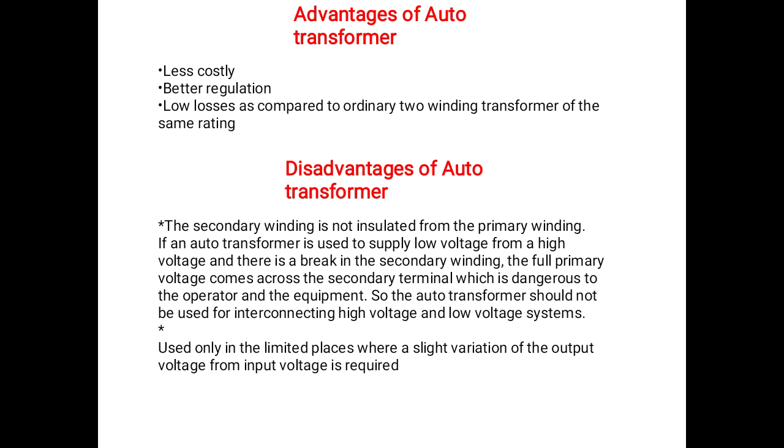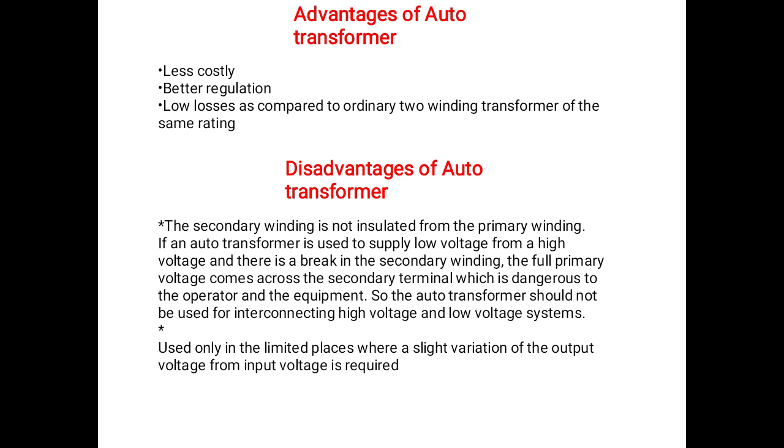Now, there are some advantages of auto transformer. First is, it is less costly because of copper saving and small size. Second is better regulation, voltage regulation is also better because losses in auto transformer are less than in a two winding transformer. Second is low losses as compared to two winding transformer.